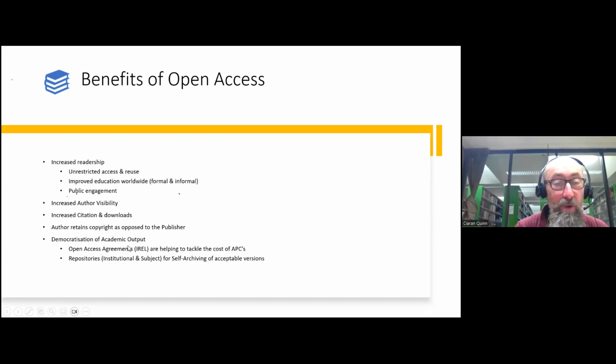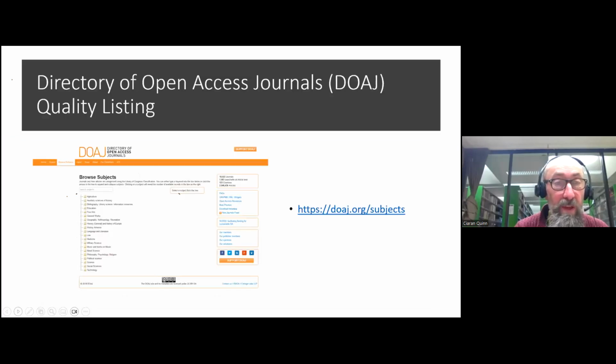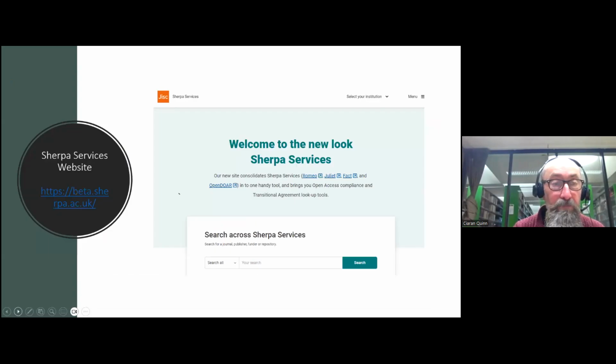And I'd say generally, it's the democratization of academic output, helped by open access agreements, the article processing charges, and then the growth of repositories as well. Okay. Directory of Open Access Journals. So again, a good quality listing if you want to check out open access journals, and that's where Scopus or some of the sciences would pull gold open access journals that they index as well. So it's a good quality list, because if you're not sure about the quality of some open access journals, that's the place to look. So you're going to find the good ones.